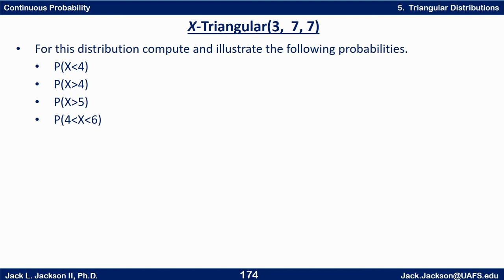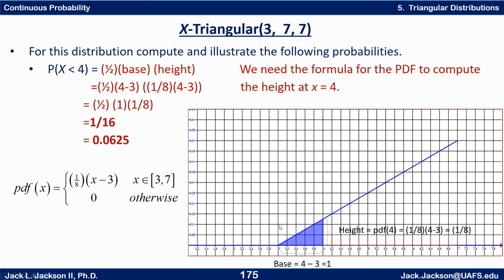Press pause now. Well, hopefully you realize that the probability that x is less than 4 is really between 3 and 4, this area of this triangle. The base has length 4 minus 3, which is 1, so that's just 1 for the base. The height is PDF of 4. PDF of 4 is plug in that 4 in this formula for x. So it's 1/8 times 4 minus 3. 4 minus 3 is 1 times 1/8 is 1/8. So the height is 1/8.